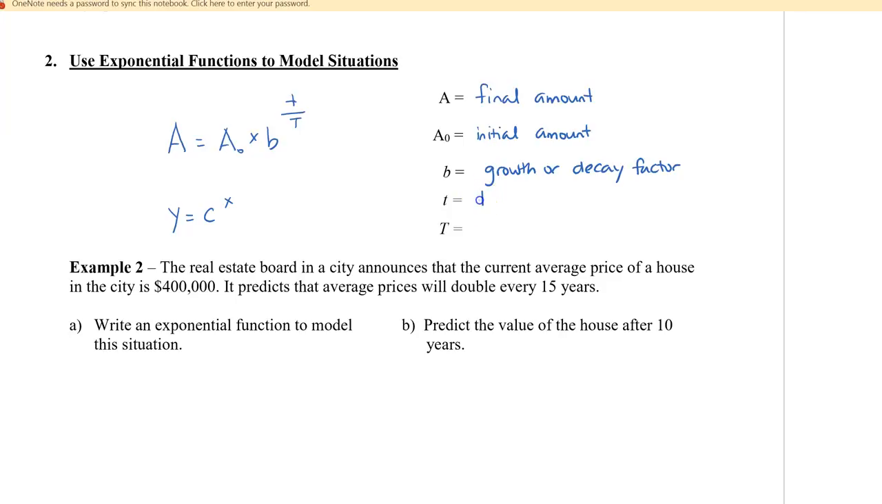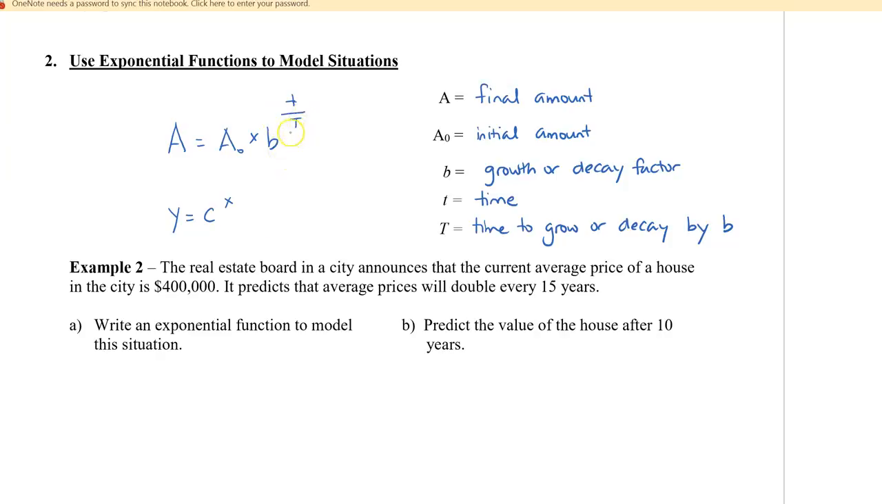The t on the top is our time, so that's a little t, and the capital T on the bottom is the time to grow or decay by that factor of b. So, for example, if it takes 10 years to grow, then our denominator in that exponent would be 10. So let's say we have 30 years, then 30 divided by 10 would be 3. So that means that we're growing 3 times. So that's why our exponent would be 3.